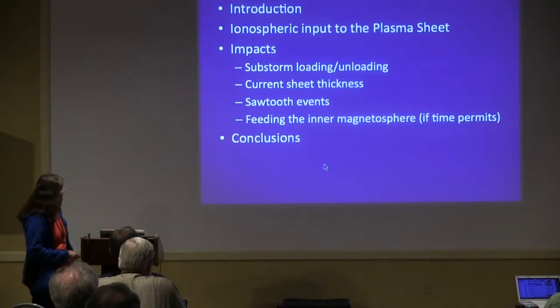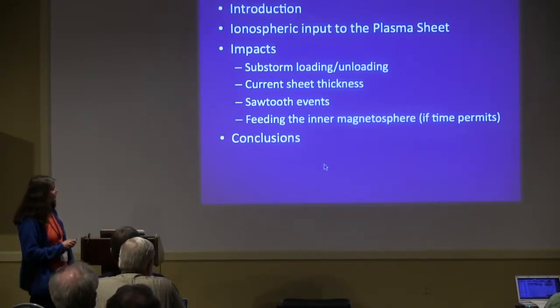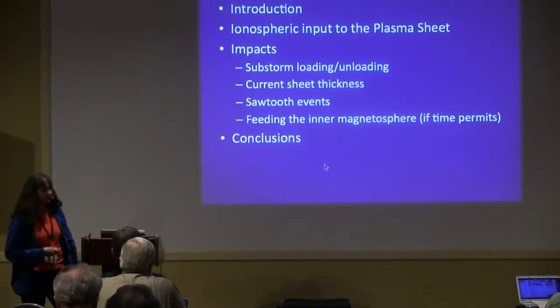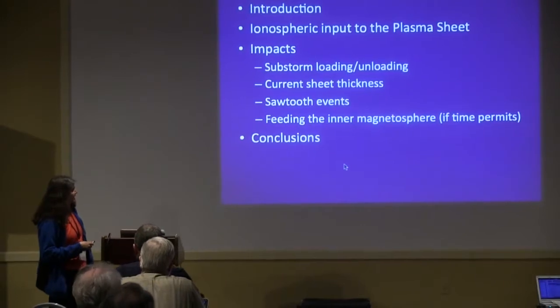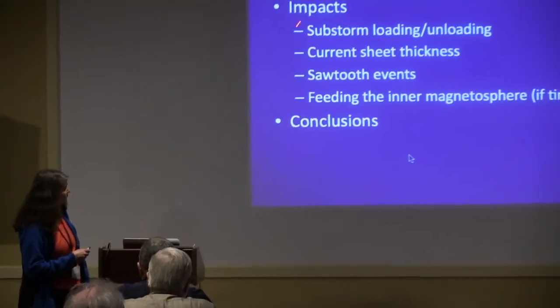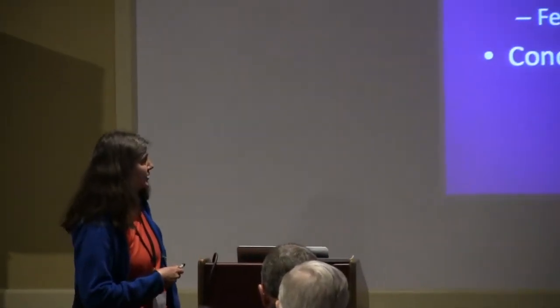So we had a lot of introduction this morning on what the source is, so I'll just touch on that briefly. I'll then look at what the composition is and how it varies in the plasma sheet, and then I'll look at a number of impacts. First, what the impact may be on substorm loading and unloading, how it affects the current sheet thickness, how it may affect these Sawtooth events, and then I suspect I won't really have time to get to this, but if I do, we'll also talk about the inner magnetosphere.